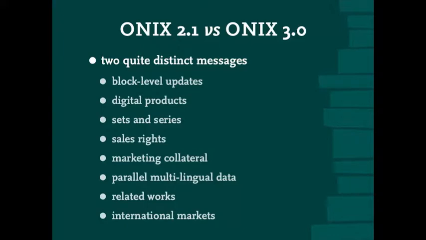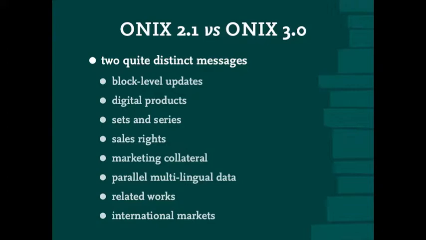ONIX 2 and ONIX 3 differ in the way that they deal with sets and series. We'll look at each of these in much more detail in a few minutes. ONIX 2.1 and 3 differ in the way that they handle sales rights. These are the territorial rights. You can sell this book in that country, but you can't sell that other book in that country.